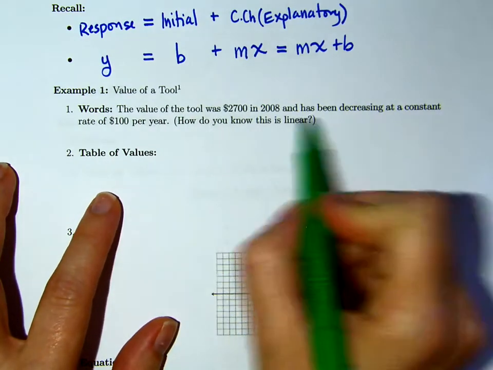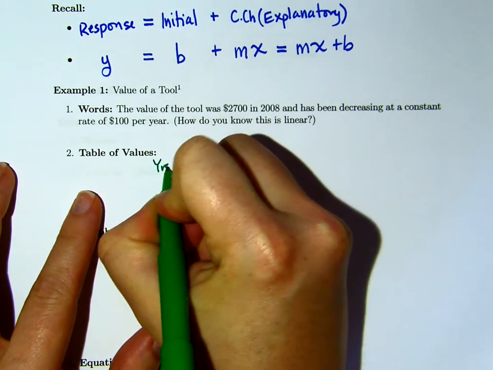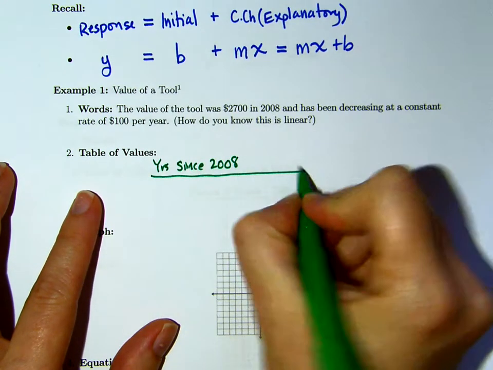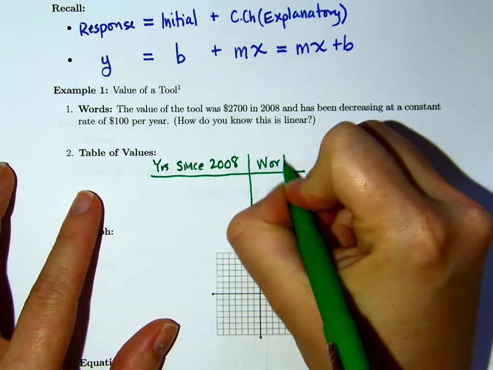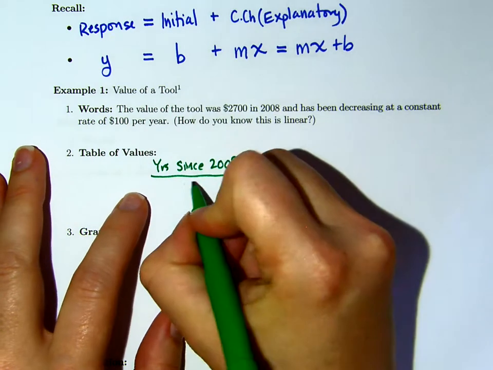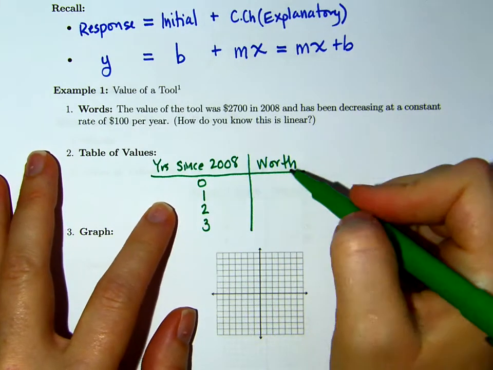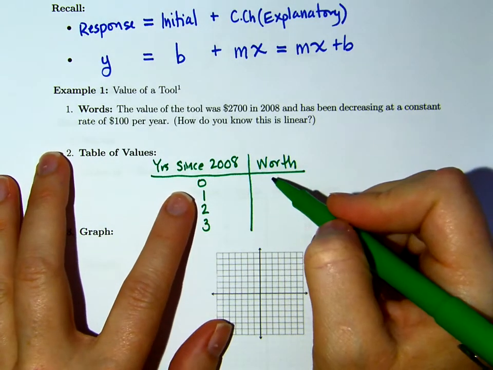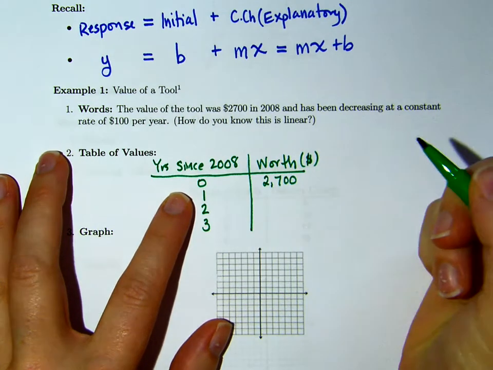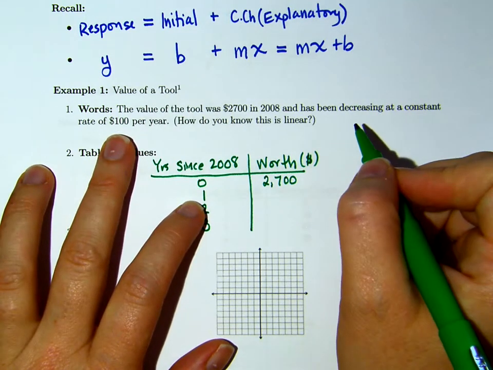So what do we have? Years since 2008. Got it. And the value of whatever this tool is. It's an expensive tool. Okay, 0, 1, 2, 3. We'll just go with some nice numbers here. It starts with a value of $2,700, and then 1 year later it has decreased by $100.